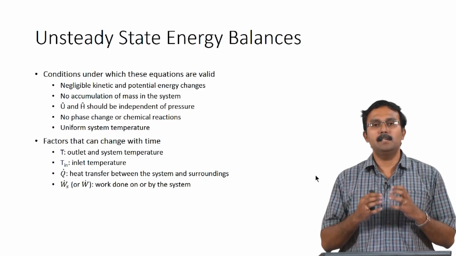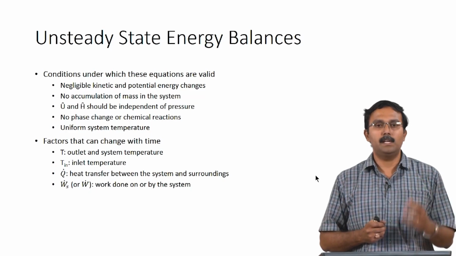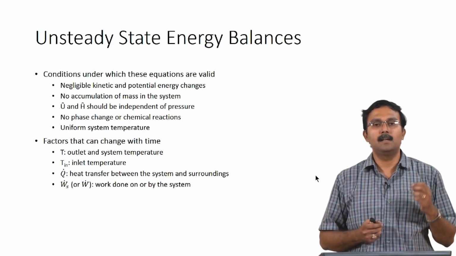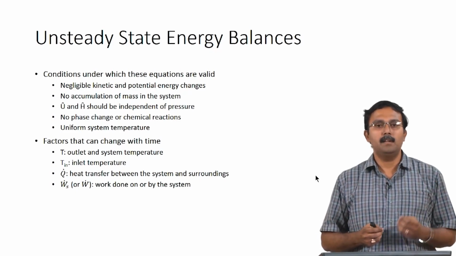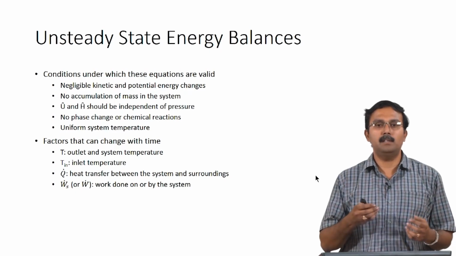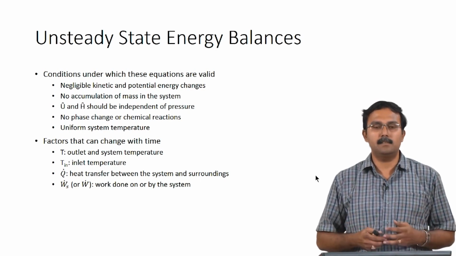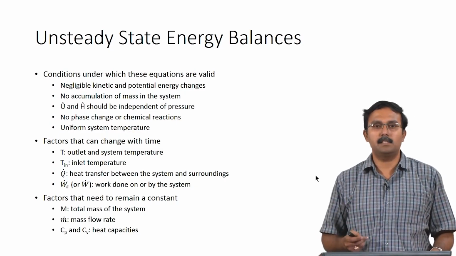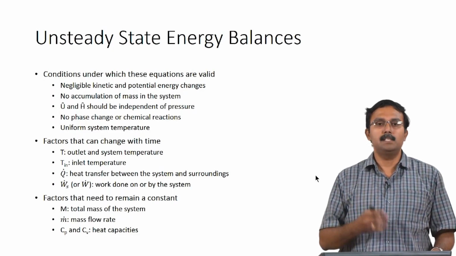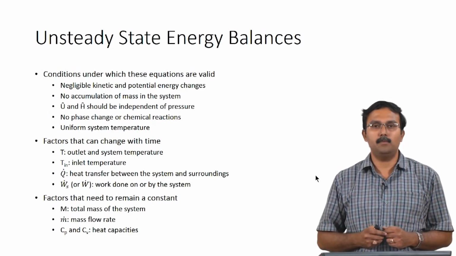So, simplifying this and putting them into terms which can change with respect to time and terms which cannot change with respect to time, we can say that the factors that can change with time are temperature, which would be the outlet and the system temperature, temperature of the inlet stream, Q dot, which is the heat transfer between the system and the surroundings, and Ws dot or W dot, which would be the work done on or by the system. The factors that need to remain constant would be m, which is the total mass of the system, m dot, which is the mass flow rate of the inlet and the outlet streams, Cp and Cv, which are the heat capacities. So, these factors have to remain constant for these equations to be valid.